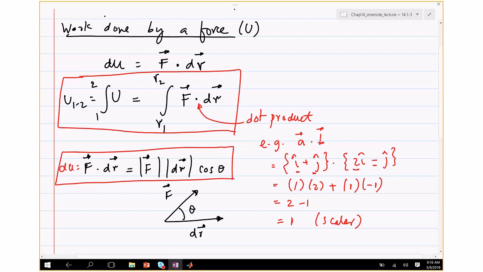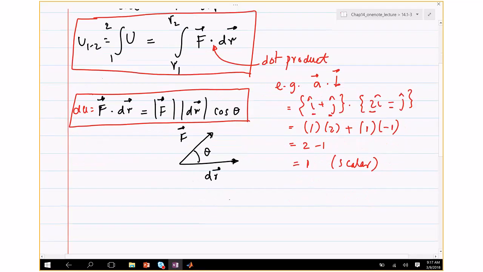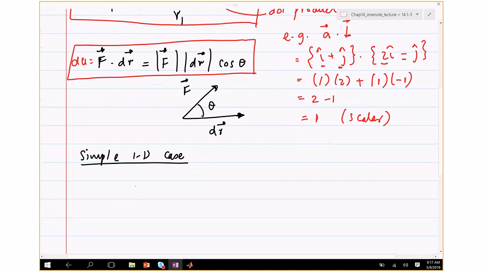So there are two ways to find the dot product. One is you take the vectors and take the dot product, or you can use this formula. If you know the angle between the two vectors, then just the magnitudes times the cosine of the angle gives you the work done. Okay, simple 1D case. It's also important to figure out the sign, because if you don't get the sign right, you'll get the problem wrong.